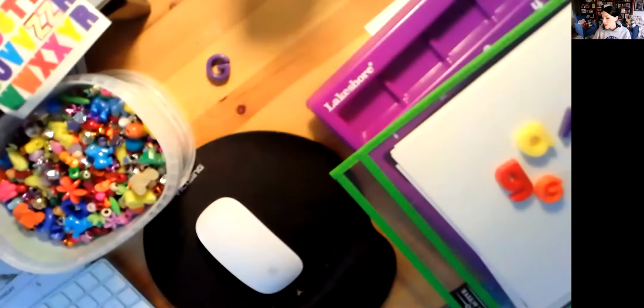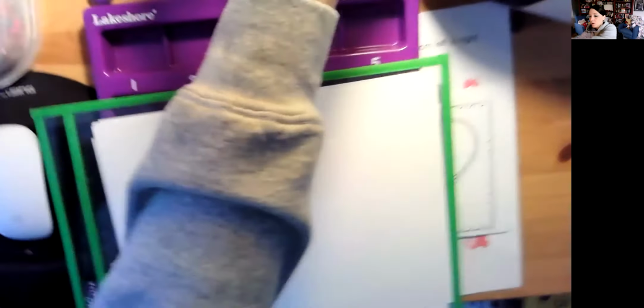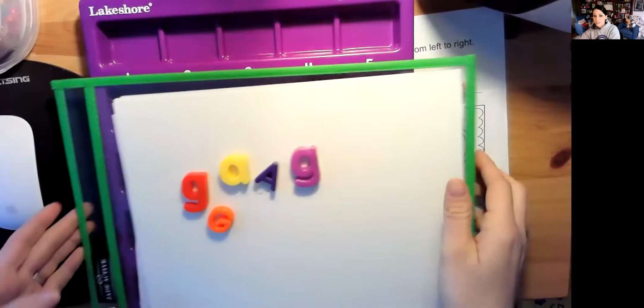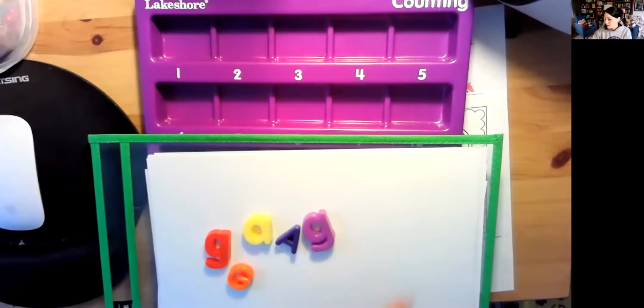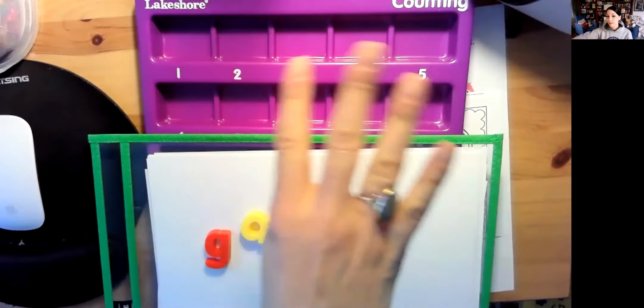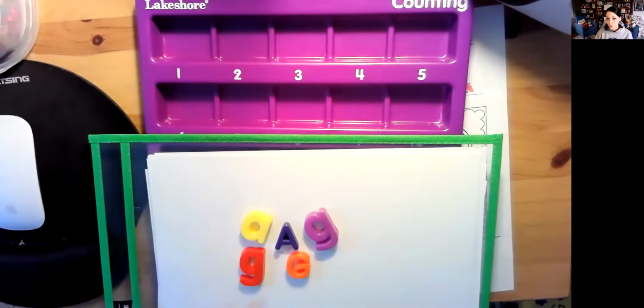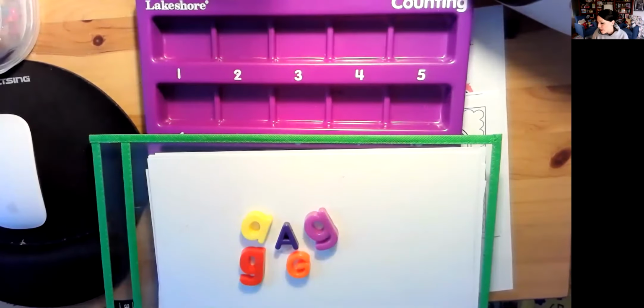Okay, so let me go ahead and share my screen with you. Today I dumped out a couple letters, and I want us to do that big math word called estimate, where we take a look and we think, how many letters do you think Miss Michelle has here? So I know that it's more than one, but it's not quite 10. I'm going to estimate, or guess, four. You go ahead and make your estimate, and then we're going to count them.